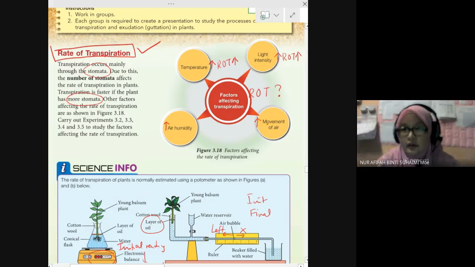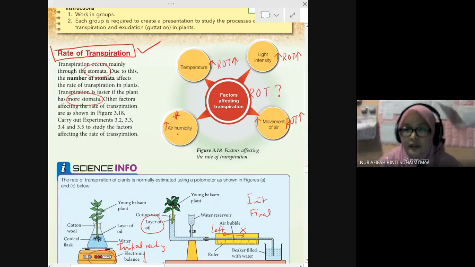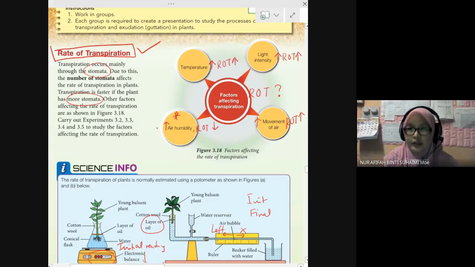If there is movement of air, movement of air increase, so rate of transpiration also increase. And humidity, this is a special one, vice versa. This one is the opposite. If air humidity increase, rate of transpiration will decrease. This one is special. All the others increase.